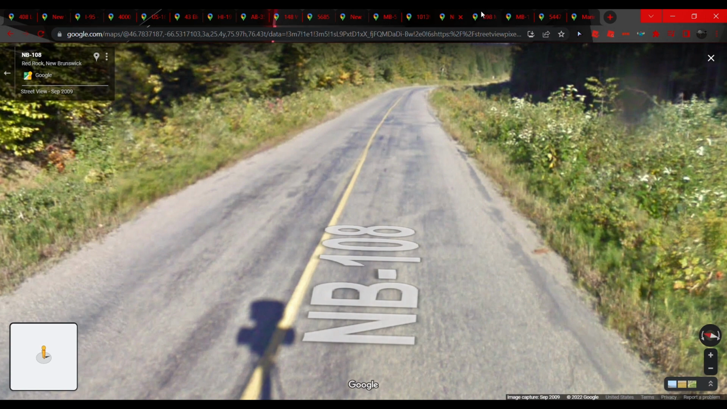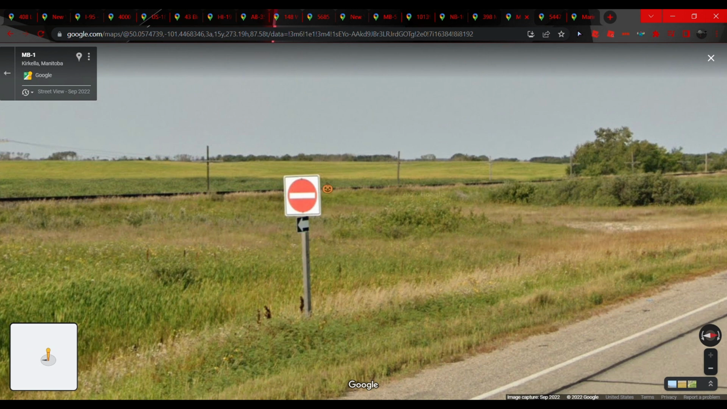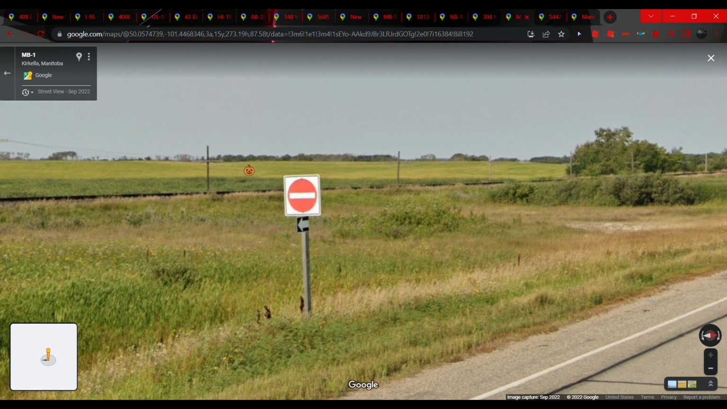Moving on to the do not enter sign. This is how the American one looks. Once again, it does say do not enter on it. However, over here, the Canadian one says nothing on it. So they're kind of the same. It's just the US one says do not enter. The Canadian one does not say do not enter.